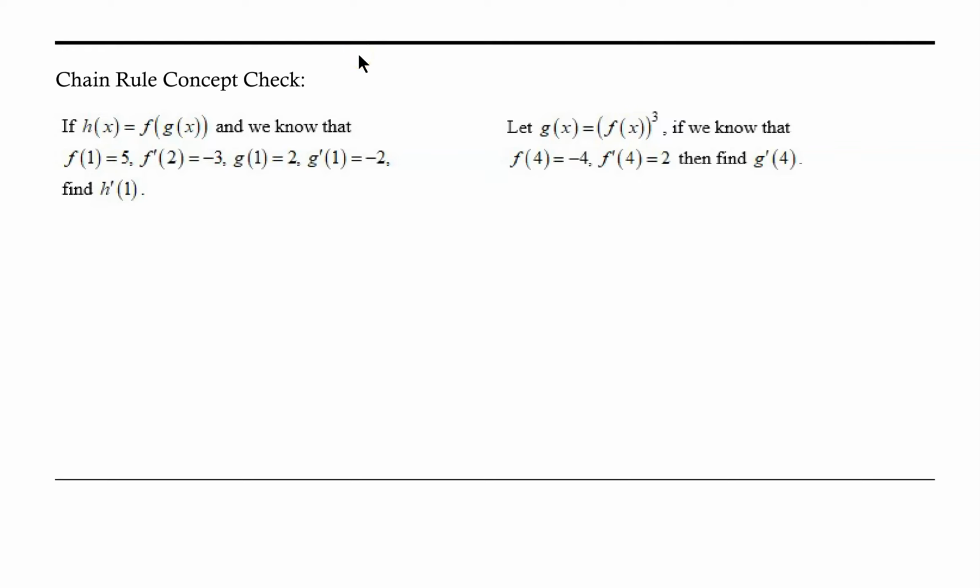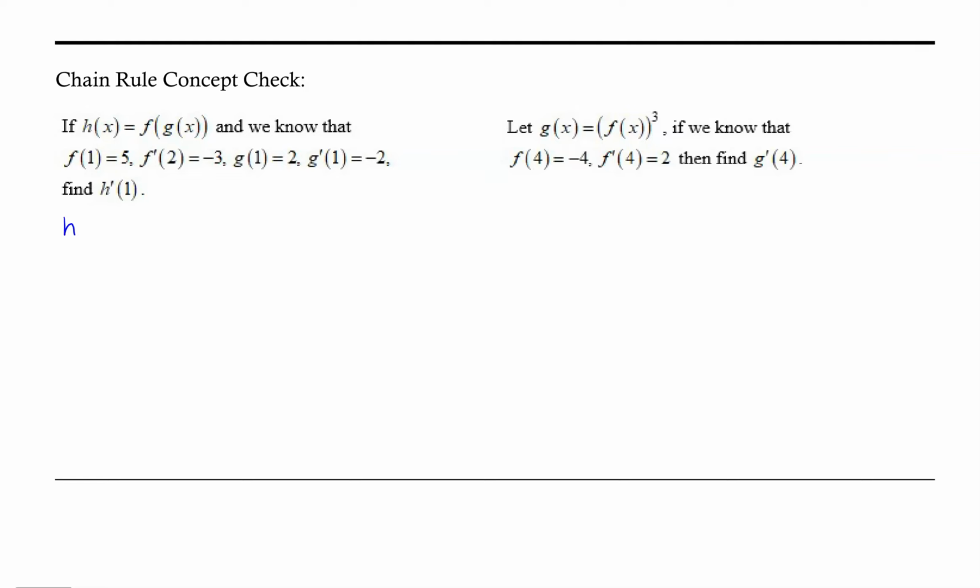Let's take a look at doing a little bit of a concept check on the chain rule. So, for example, if h of x is equal to f of g of x, and we have some information about f and g and their derivatives, we're asked to find h prime of 1. So let's see how this might go.